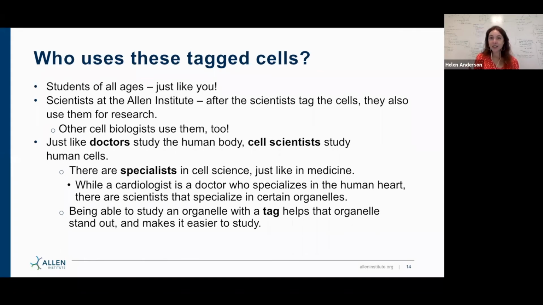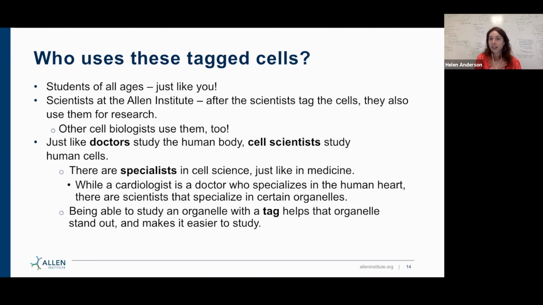Scientists at the Allen Institute also use the cells for research after we've tagged them. And other cell biologists also use these tagged cells for research. In the same way that doctors study the human body, cell scientists study human cells. And there are even specialists in cell science in the same way that there are in medicine. While a cardiologist is a doctor who specializes in the human heart, there are scientists that specialize in certain organelles.